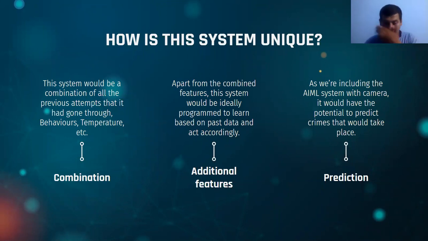Then additional features from the combination: the system would ideally be programmed to learn based on past data and act accordingly, so we would be adding an AI to it. I know that an AI was already implemented before, but this AI would learn from past data and try to implement it towards the current situation. Then prediction. As we're already including the AI system with the camera, it would have the potential to predict crimes that will take place in the future.